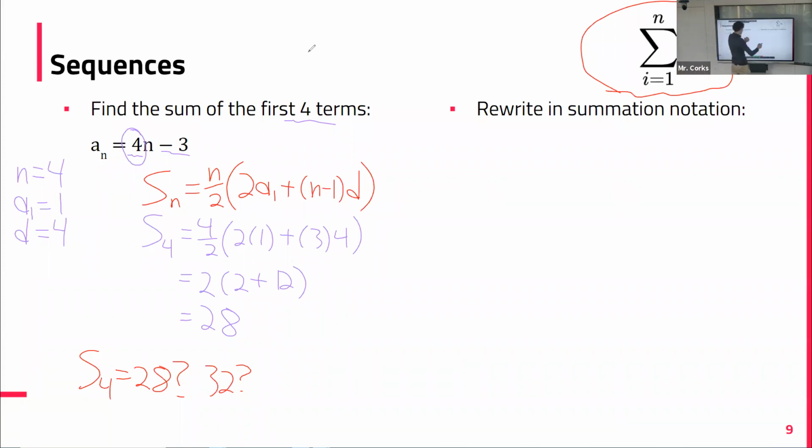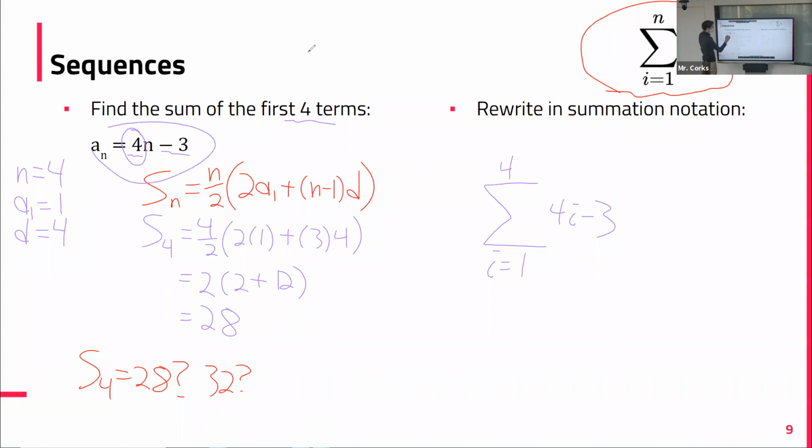Summation notation, if we rewrite here, so write our nice big sigma here. What's our index on the bottom? All right, so let's start I equals 1. And on the top, 4. All right, the general term? Okay, 4I minus 3.